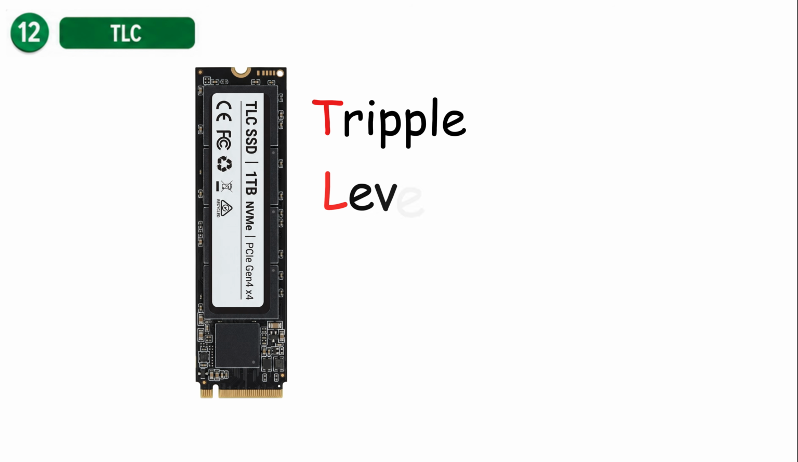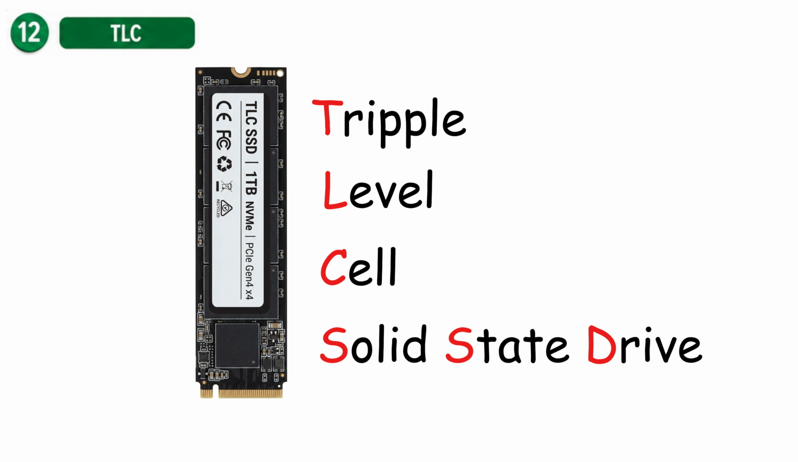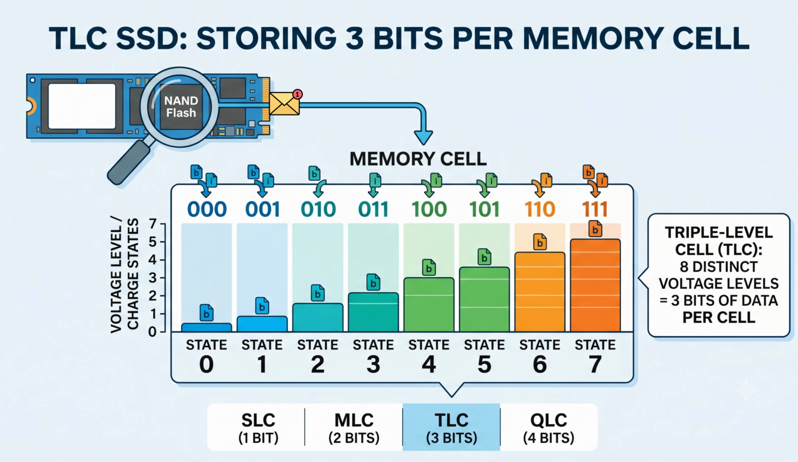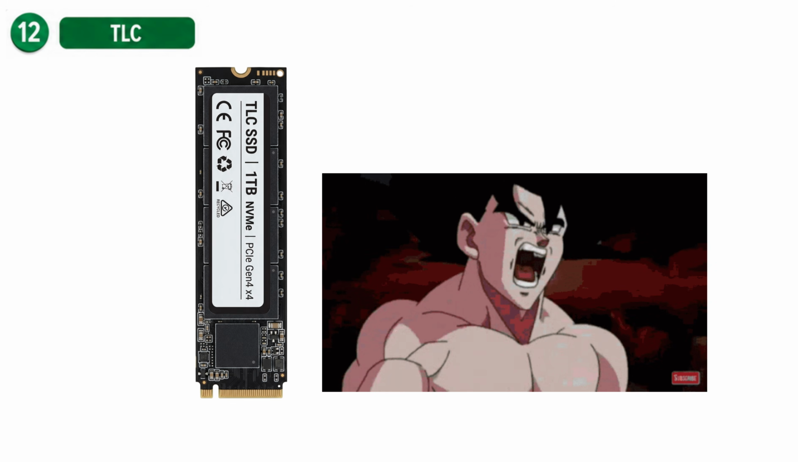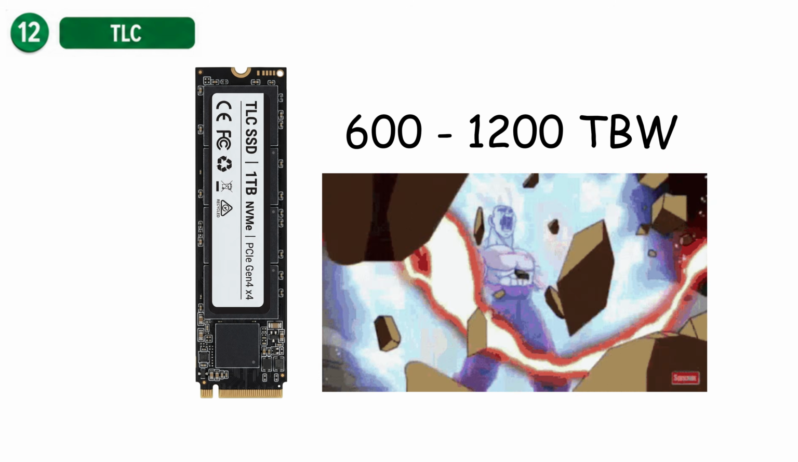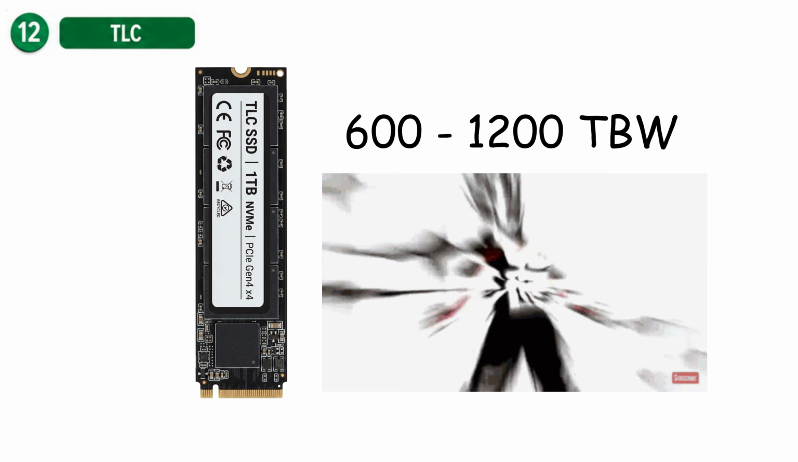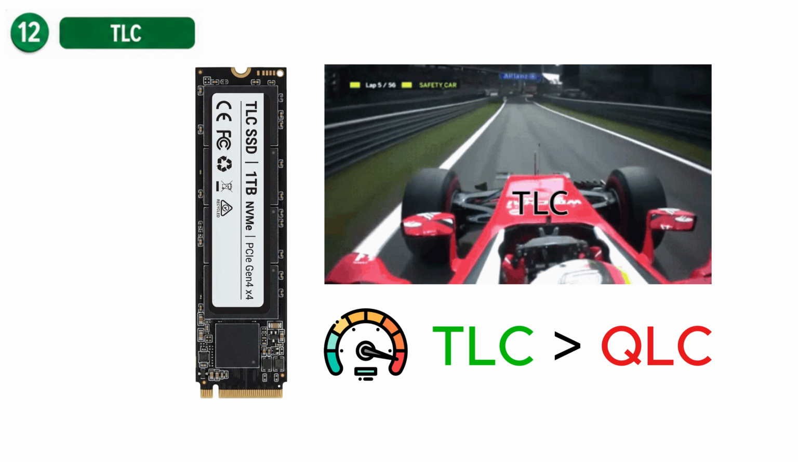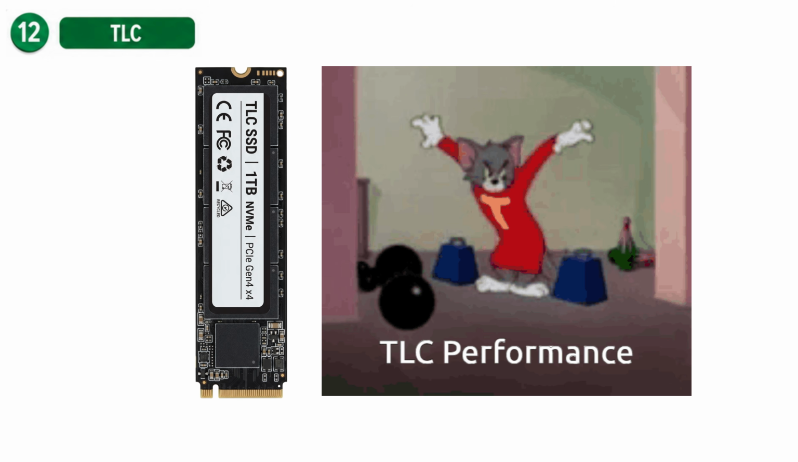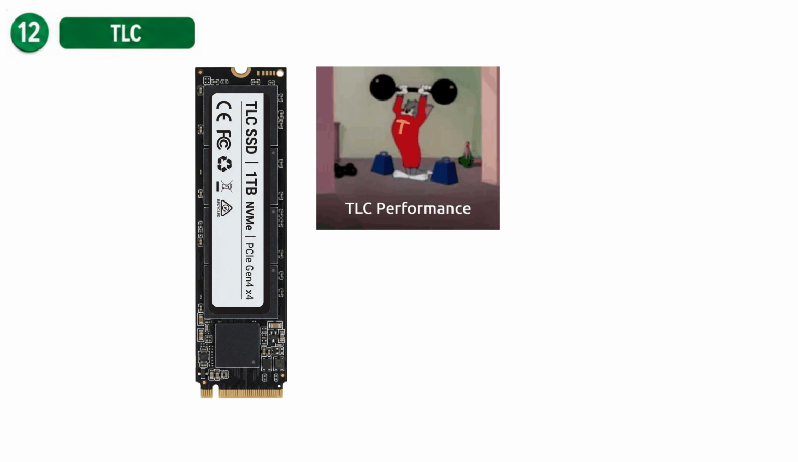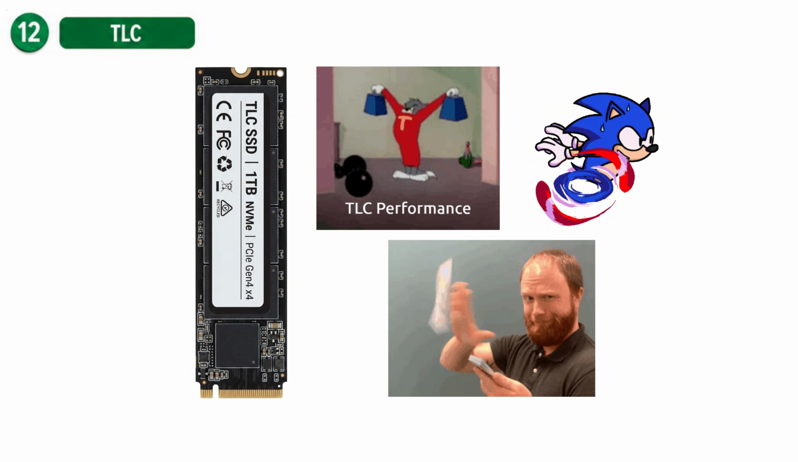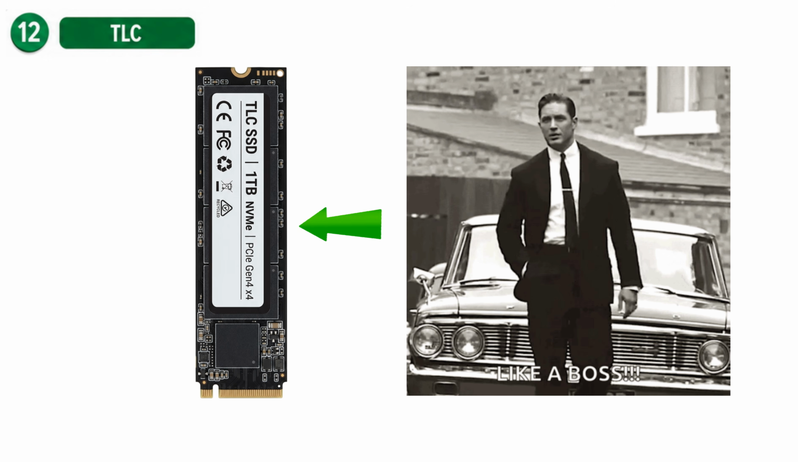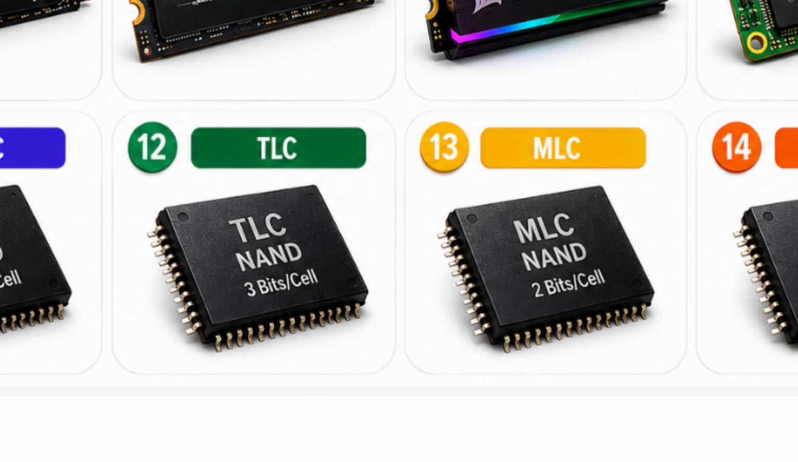TLC, Triple-Level Cell solid-state drive, or TLC NAND, stores 3 bits per memory cell and is considered the optimal choice in contemporary SSD design. Endurance ratings typically range from 600 to 1,200 terabytes written for a 1 terabyte drive, often surpassing those of comparable QLC models by several times. TLC also offers better write performance under continuous loads. This combination of endurance, speed, and cost is why nearly all premium consumer SSDs utilize TLC NAND.